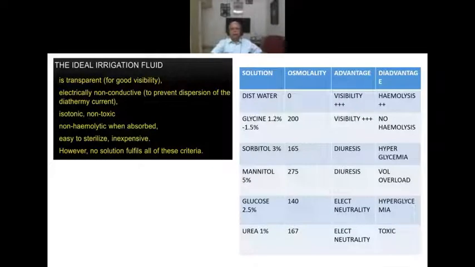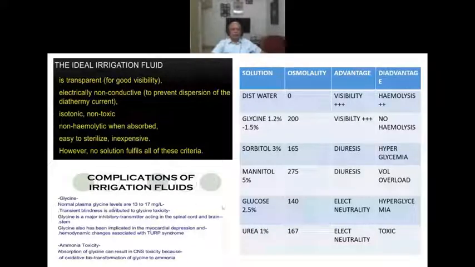These are the comparisons of the various fluids. Earlier, they were using distilled water. Glycine 1.2 to 1.5% is used, and the osmolality is 200. Still, this is also hypoosmolar only, but compared to all that, it's better. Mannitol is 275, very close to our normal osmolality, but it will cause excess diuresis and volume overload. Sorbitol is hyperglycemic, so it causes hyperglycemia. So among all these, the commonly used solution is glycine.